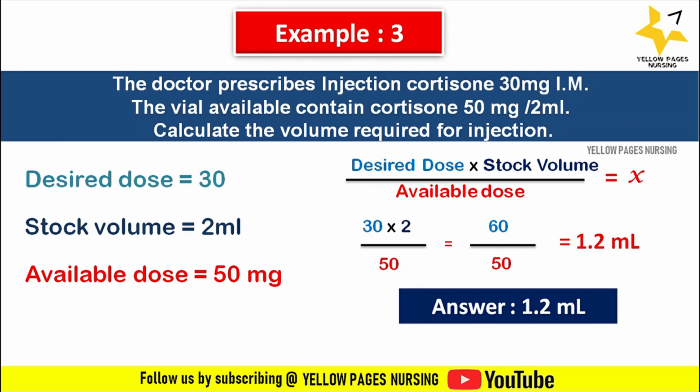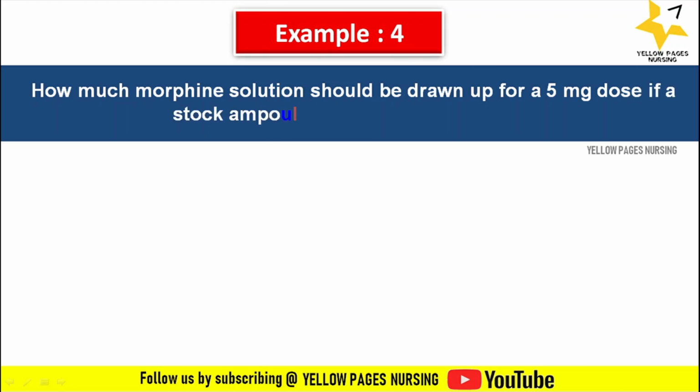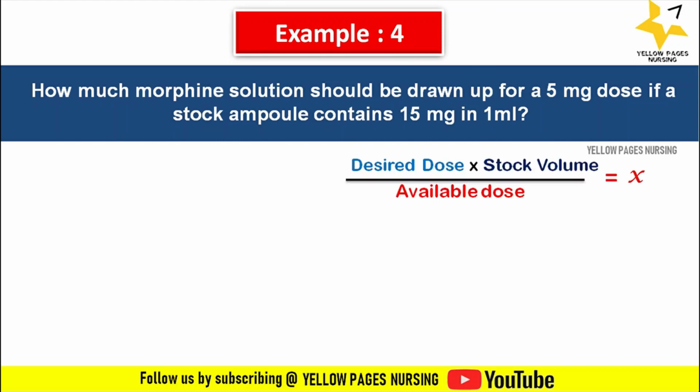Next example is how much morphine solution should be drawn up for a 5 mg dose if a stock ampule contains 15 mg in 1 ml. To calculate the volume, the formula is desired dose multiplied by stock volume divided by available dose, which gives the volume to be given. Here the desired dose is 5, which is doctor's prescription. Stock volume is 1 ml.